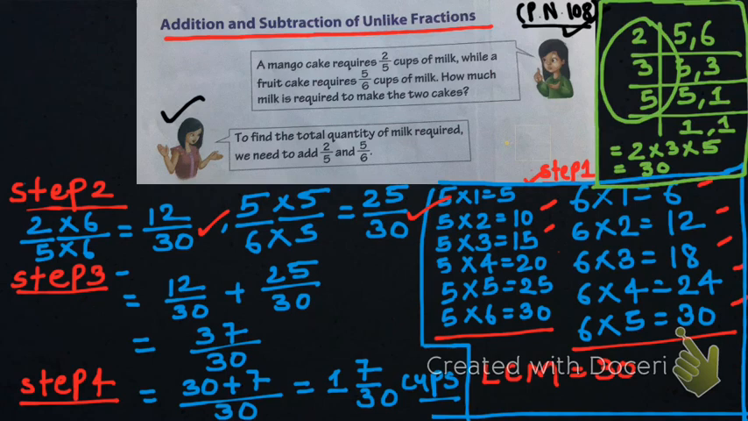So the total cups of milk required is 1 cup. 1 cup full means 30 parts, plus 7 parts. So 30 parts is 1 whole, so we have written here 1 and plus 7 parts. So 1 total cup means 30 parts, and then 7 parts. So our answer will be 1 plus 7 upon 30 cups of milk is required to make these two cakes. Yes. Then let's go to the next.